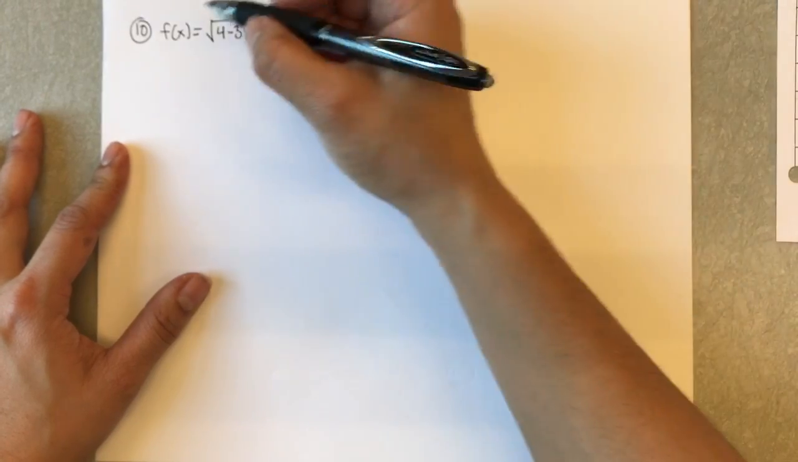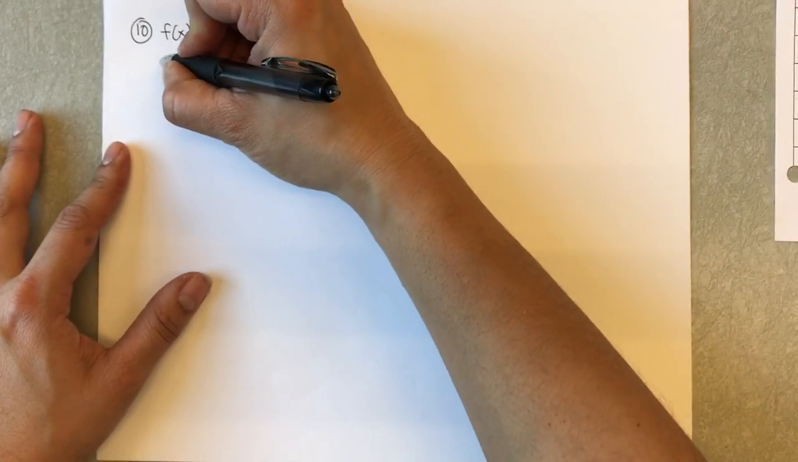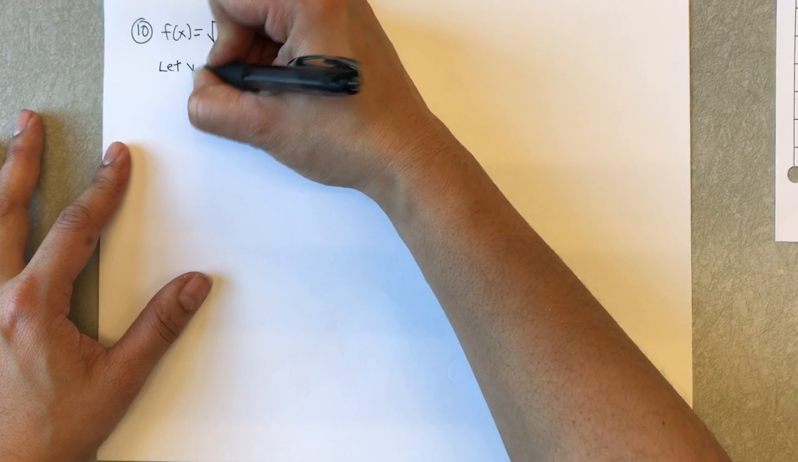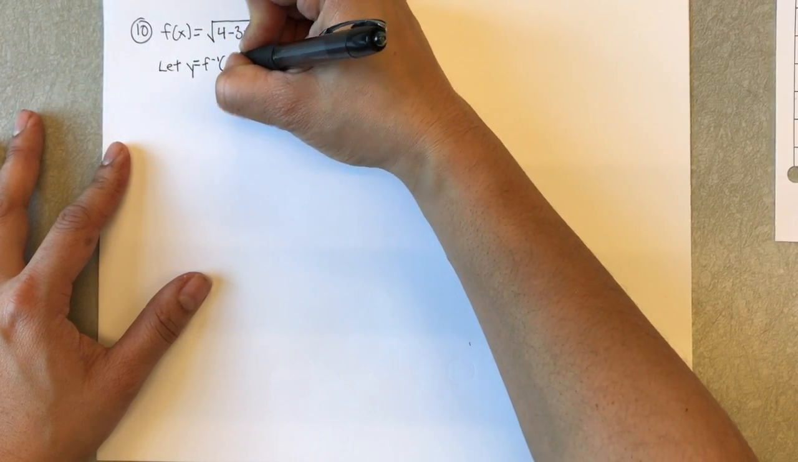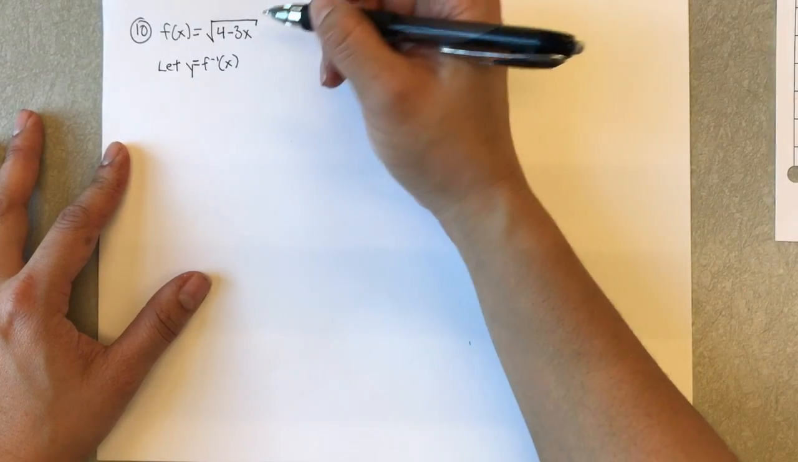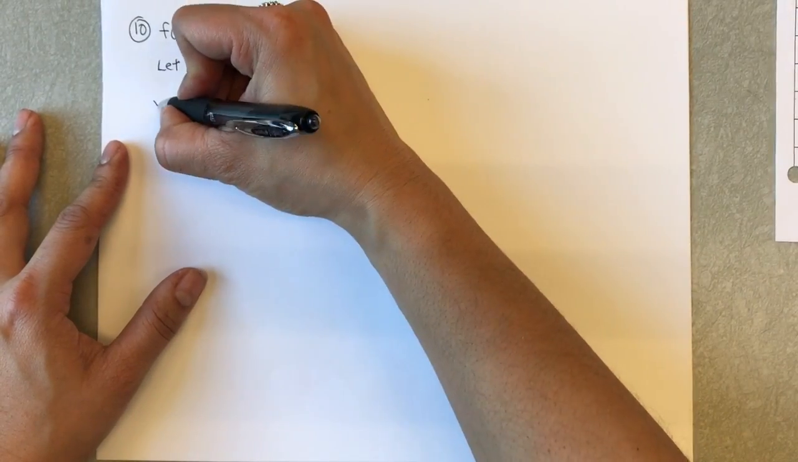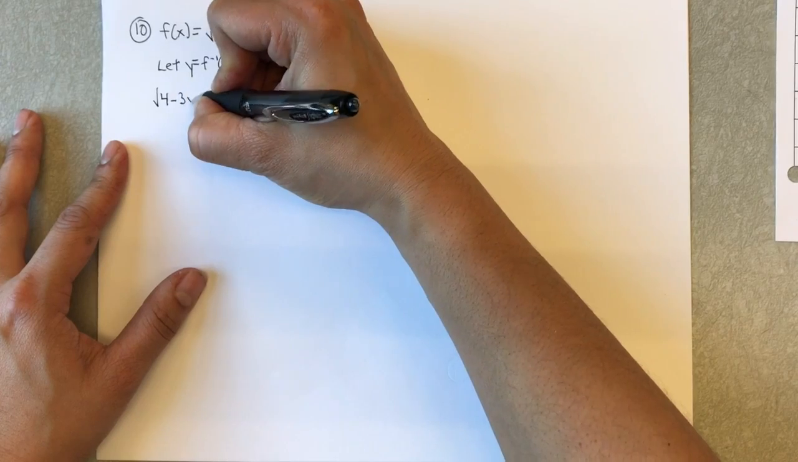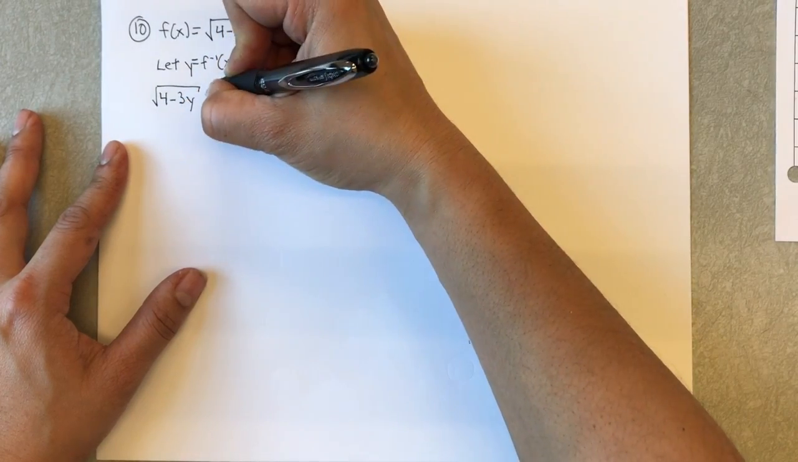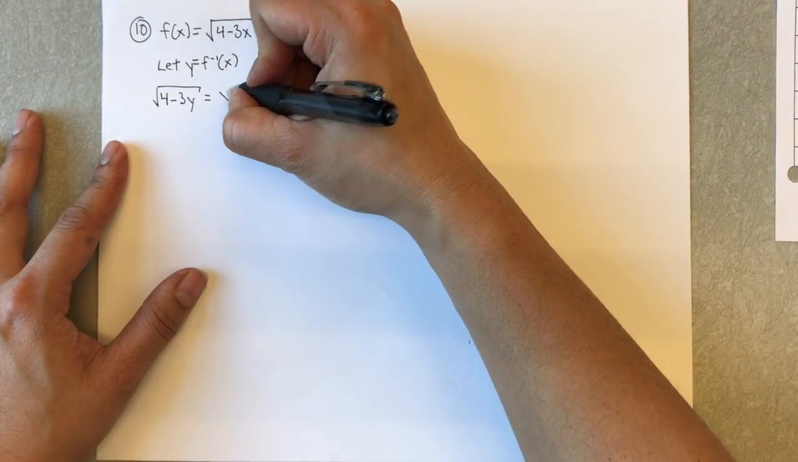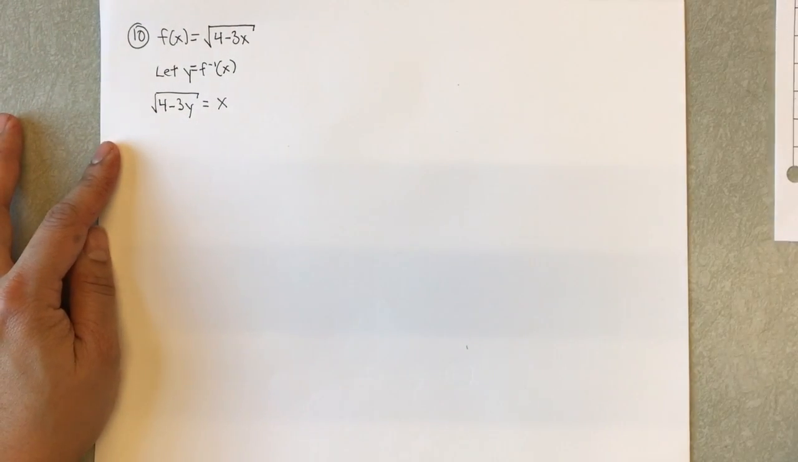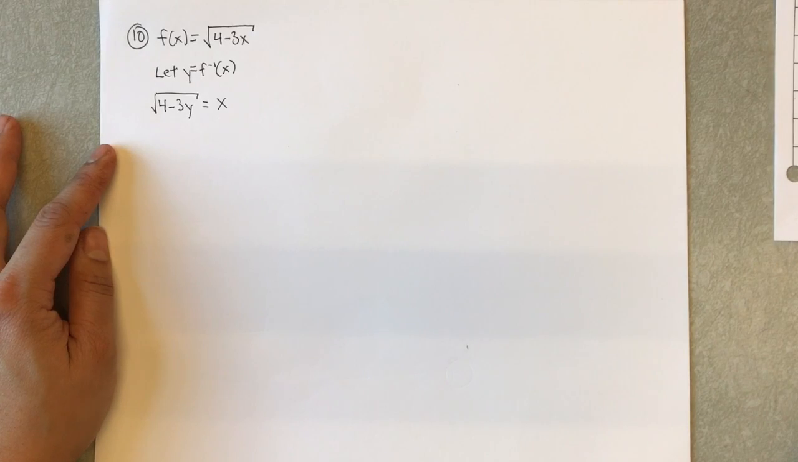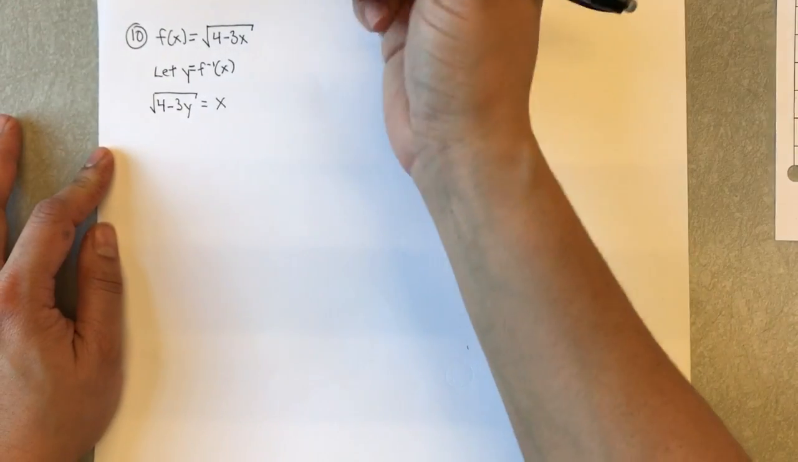So we'll go through the same process as last time. So let y equal f inverse of x. So that means the input becomes the output. Square root of 4 minus 3y equals x. And I realize I've been using up only a little bit of the paper, but that's okay. We'll just deal with that and maybe annotate later.